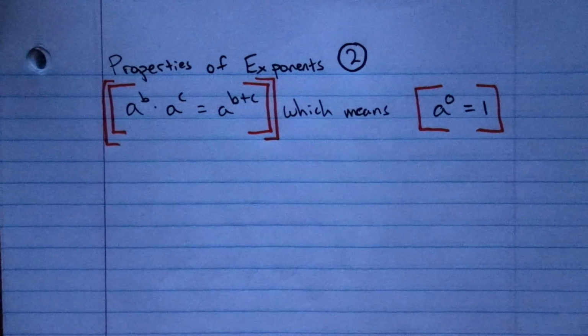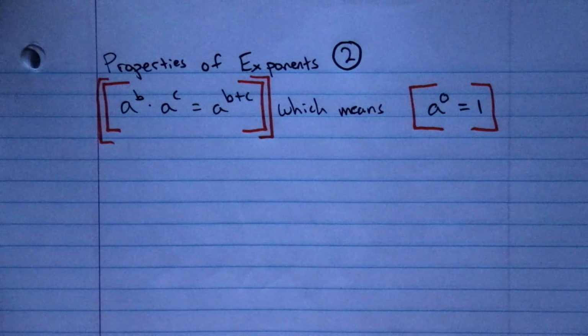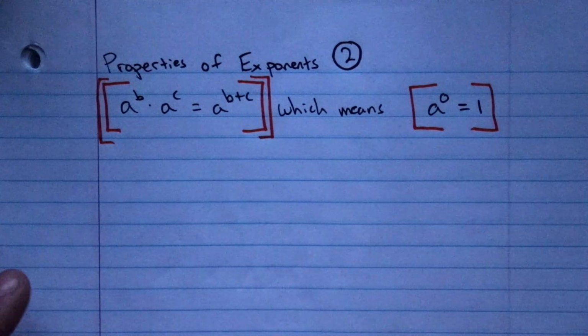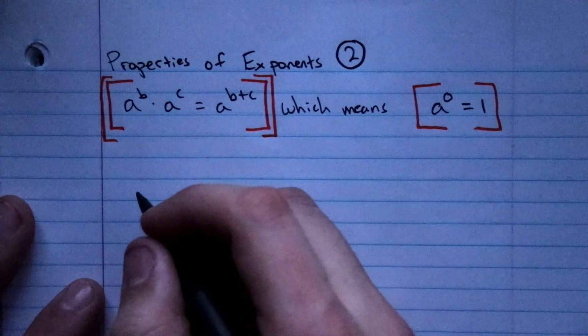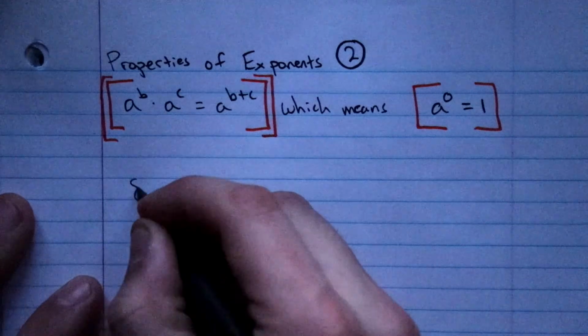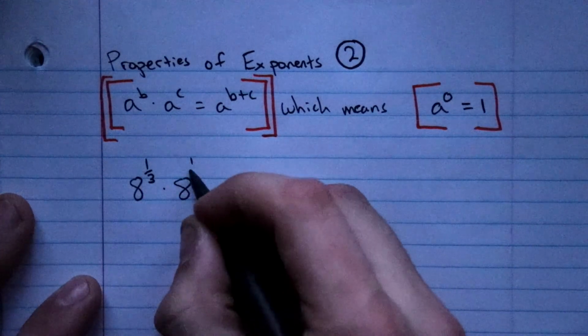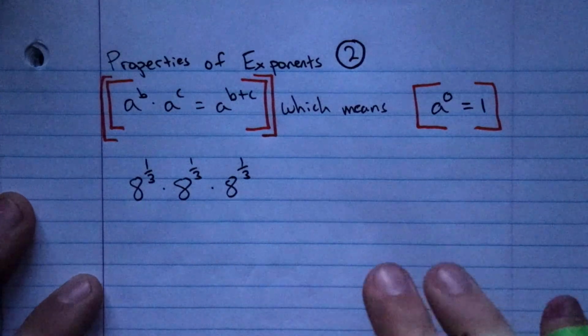So let's take a look at fractional exponents for right now. That was the next big thing. If we can add exponents, let's see what happens with fractional exponents. I'm going to give you an example here. So maybe we have 8 to the 1/3 times 8 to the 1/3 times 8 to the 1/3.